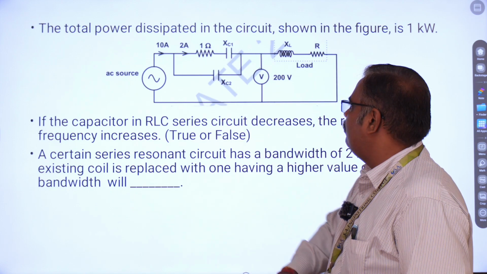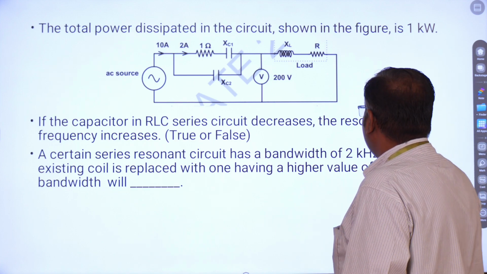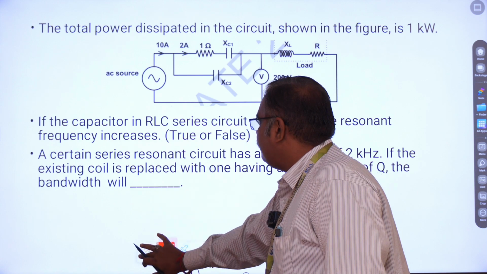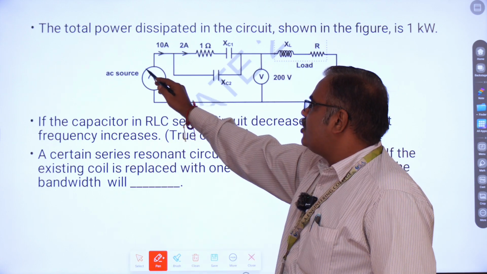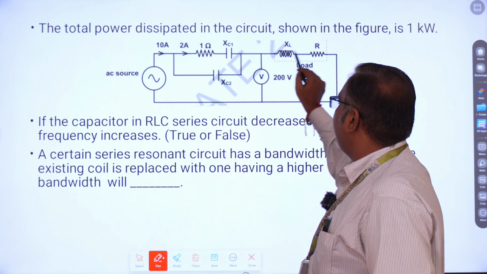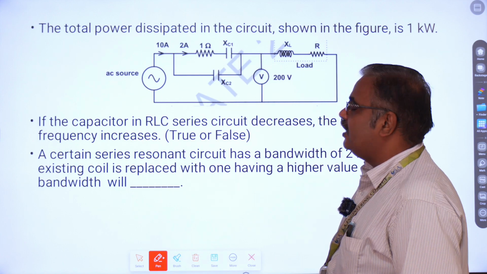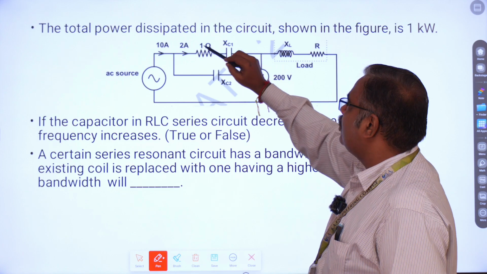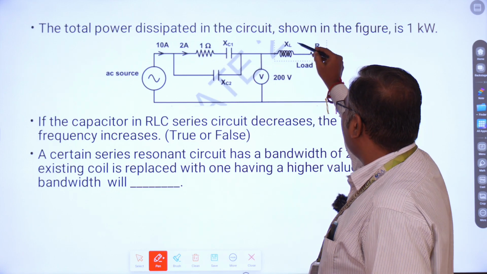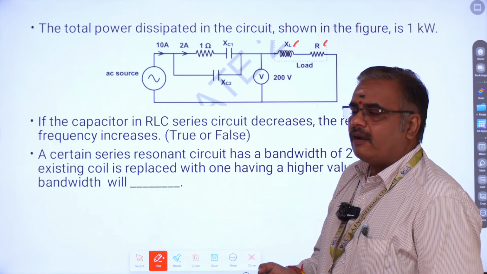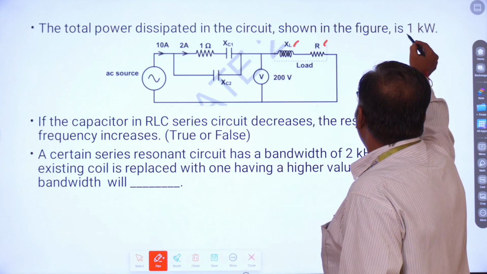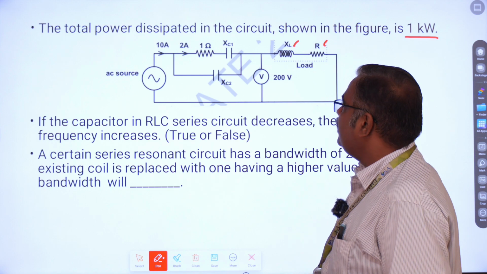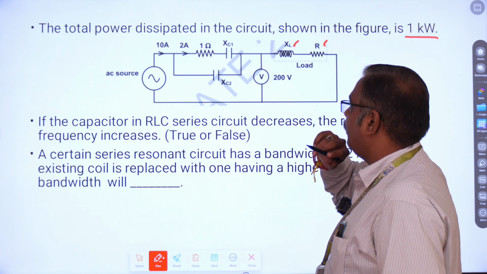Now coming to this problem, it's a good problem. This has appeared twice in this model. Let me work this out. Here they have given an AC source, and of course some combination of components both in series as well as in parallel. Our objective is to calculate the value of XL and R. How to calculate this? They have given the total power, which is 1 kilowatt.